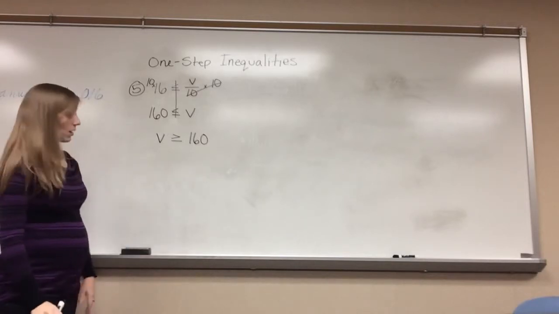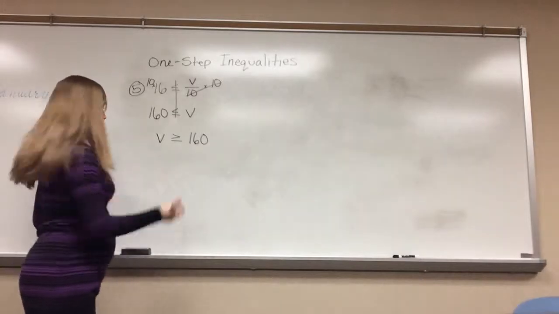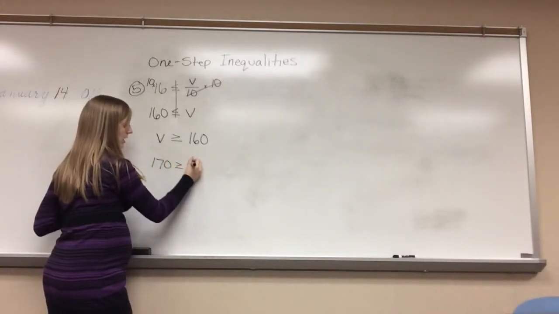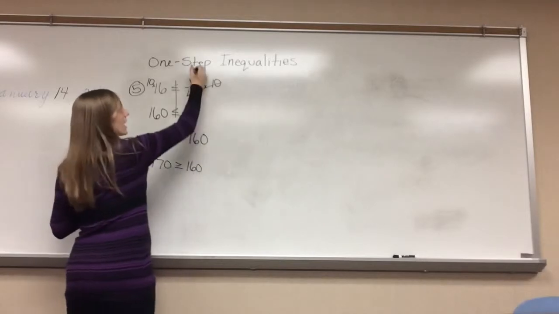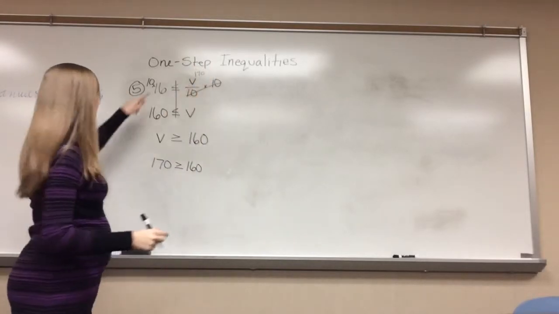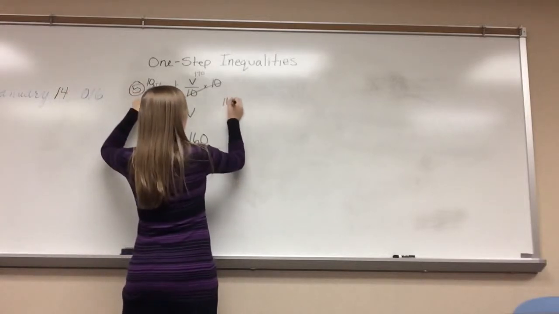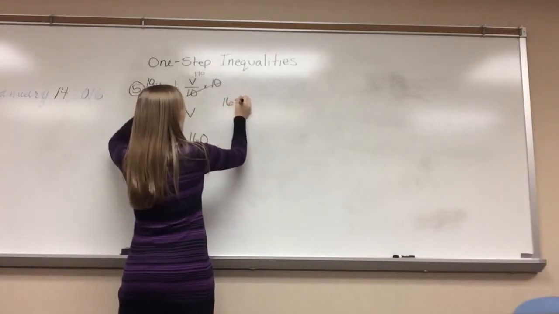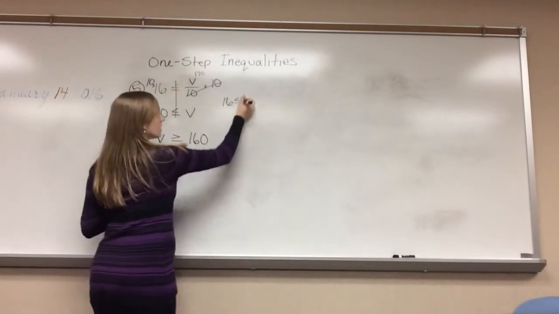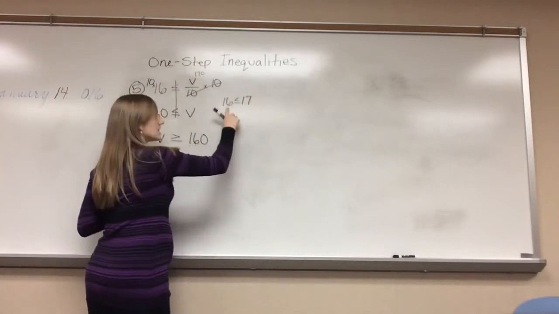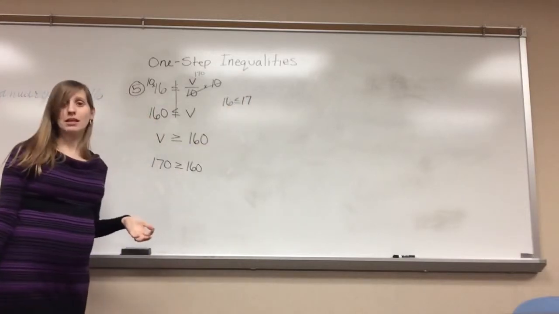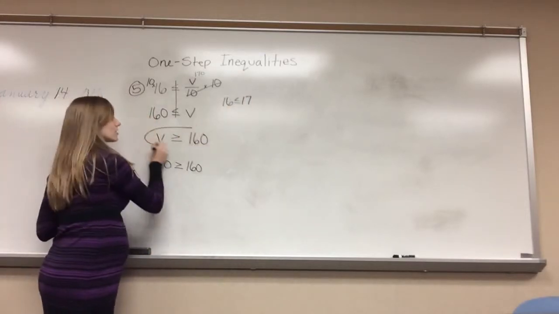So I need to think of a number that's bigger than 160. Well, why not 170, right? 170 is bigger than or equal to 160. So let's try it out. 170, and I'm supposed to divide that by 10. So 16 stays the same, is less than or equal to 170 divided by 10 is 17. So 16 is less than or equal to 17. That's a true statement. So my inequality is correct.